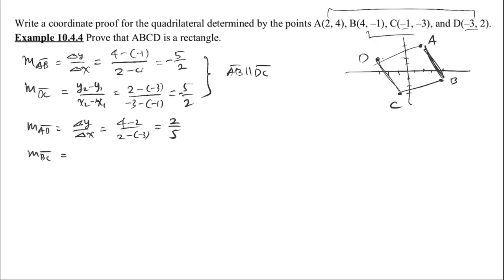We're talking about these two sides. Let's go left minus the right, so change in y over change in x: negative 1 minus minus 3 over 4 minus minus 1. That gives me 2/5. They're the same, so we know that AD is parallel to BC.